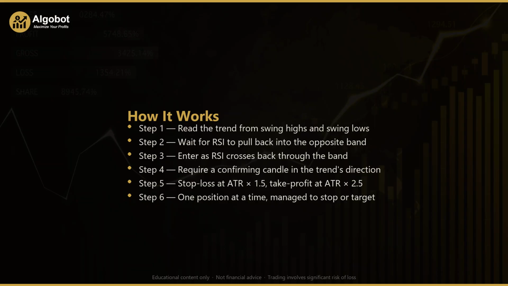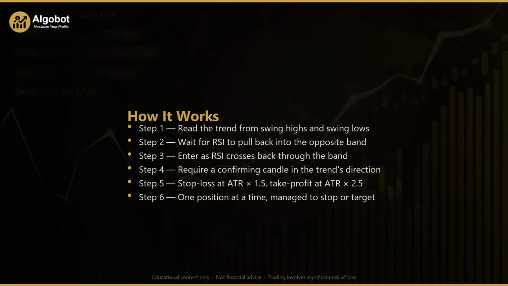Risk control uses ATR. On a long, the stop loss is placed 1.5 times the ATR below the entry, and the take profit is 2.5 times the ATR above it. On a short, those distances flip around the entry. That gives a reward to risk frame of roughly 2.5 to 1.5 before costs.